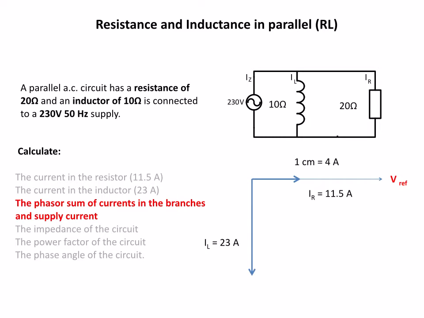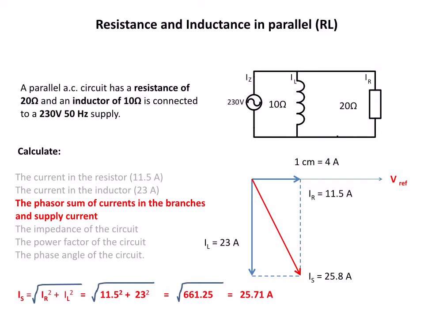The inductive current will lag the voltage reference, because in an inductor the current lags behind the voltage, and that's 23 amps along there. The resultant of the two will be the supply current, so we can draw the parallelogram, find the resultant by using the scale, and we get IS, supply current, is 25.8 amps.